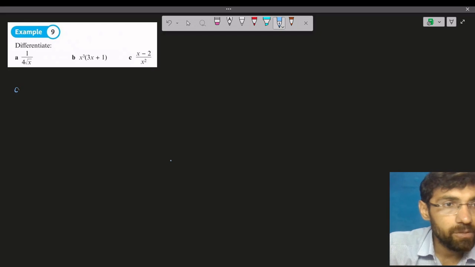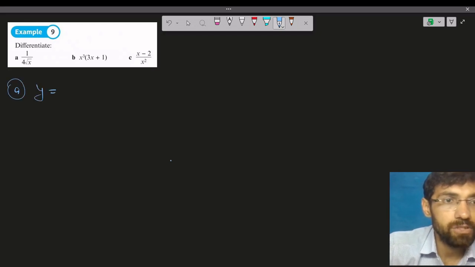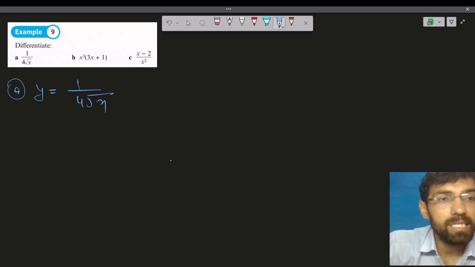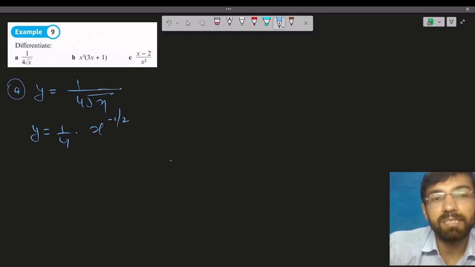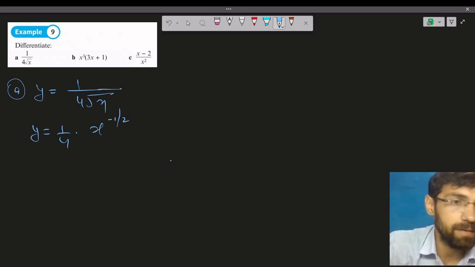Part A is y equals 1 upon 4 root x. Let us do it this way. So y equals 1 upon 4, and this is root x. Root x means x raised to half. I am making it the numerator, so this will be x raised to minus half. If root x was x raised to half, and I shift it to the numerator, it will be x raised to minus half.